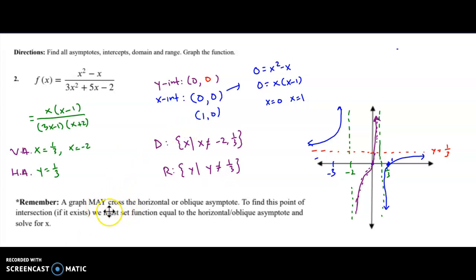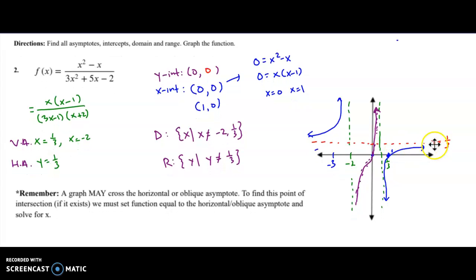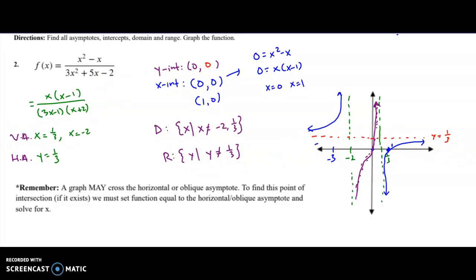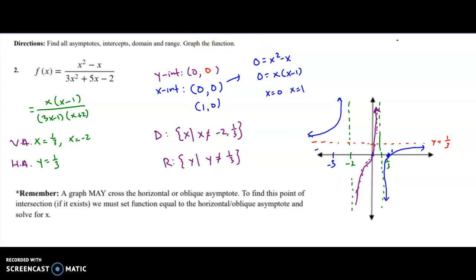Okay, so if you notice this, this pops up, remember, right? This is in your notes also. A graph, a curve may cross a horizontal or oblique asymptote, all right? To find this point of intersection, if it does exist, we're going to set the function equal to the horizontal asymptote, right? So the setup I'm going to do here, and I'm going to choose purple, is I'm going to set my horizontal asymptote, 1/3, equal to the original function given to us. Okay.